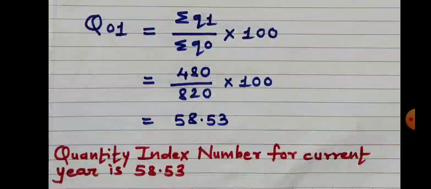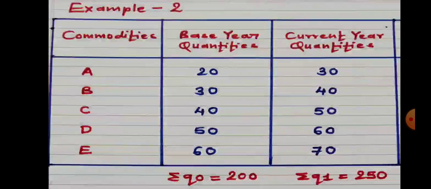Now apply the formula of the quantity index number. What is the formula? Q01 is equal to sigma Q1 upon sigma Q0 into 100. So 480 divided by 820 into 100. What is the answer? 58.53. So the quantity index number for the current year is 58.53.